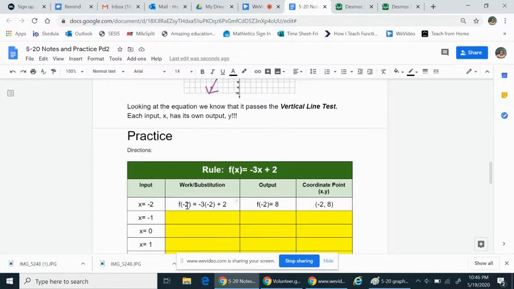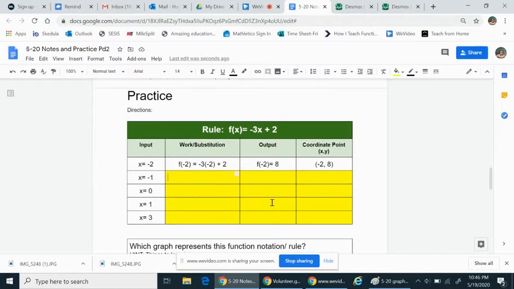So that's f of -2 equals -3 times -2 plus 2. Simplifying it, we know -3 times -2 is 6. 6 plus 2 is 8. So f of -2 is equal to 8, which means my coordinate, the -2 coming from the given, and the 8 coming from what we generated, is -2, 8. Now let's work on the other ones together.